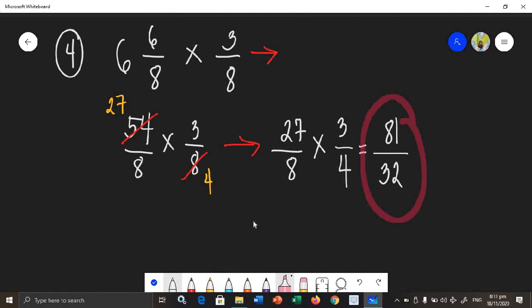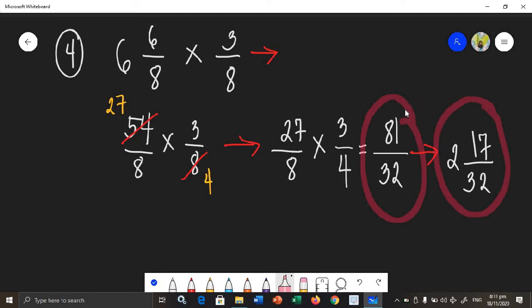Or if you want to convert this, if you want lang ha, but I'm not requiring you. If you want to convert this into a mixed number, the answer here is ilang 32 ang meron sa 81? Merong dalawa. Okay? And then copy the denominator. Ilan pa yung kulang para maging 81 siya? So, 17. Kasi 32 times 2, that is 64. Ilan pa yung kulang para maging 81? 17. So, that is your numerator, the remainder. Okay? So, either way, they are both correct.